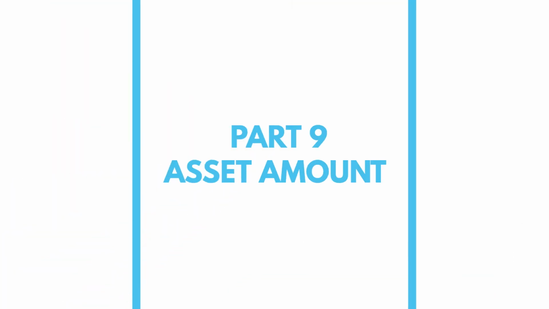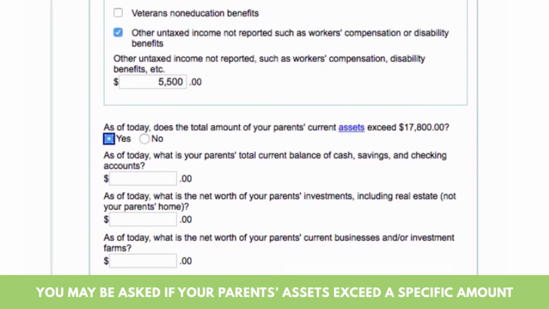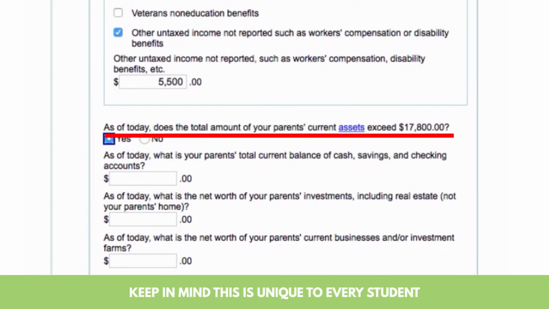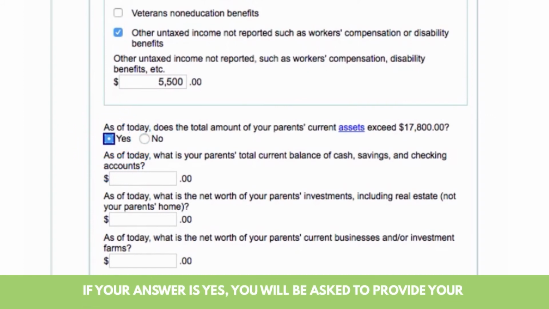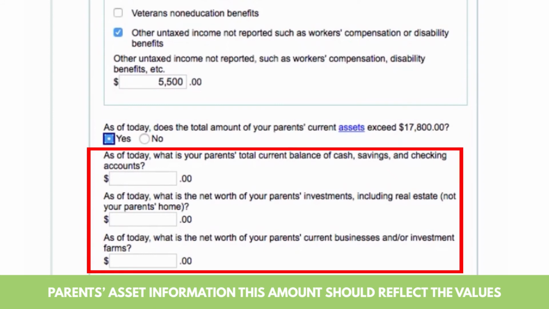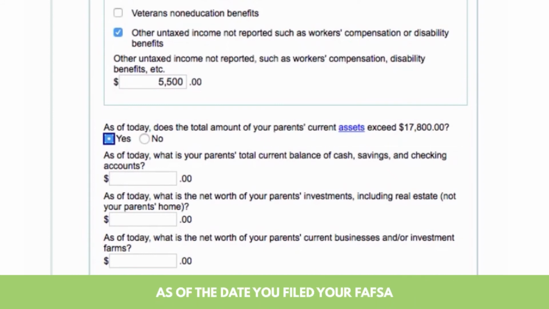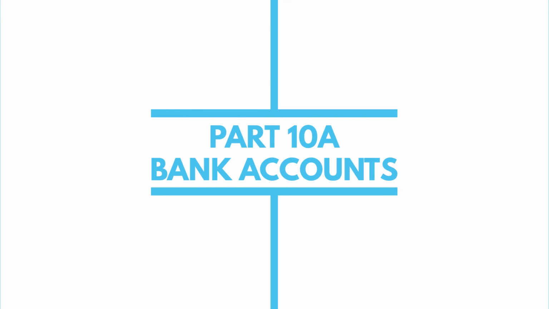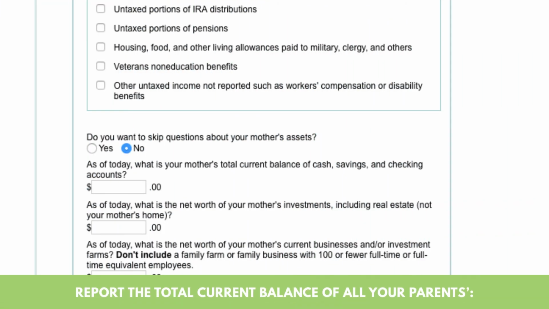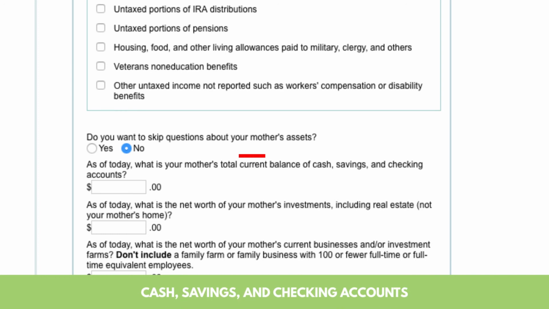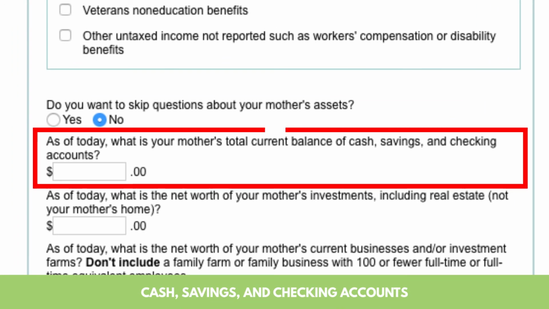Part 9. Asset amount. You may be asked if your parents' assets exceed a specific amount. Keep in mind, this is unique to every student, depending on previously entered financial information. If your answer is yes, you will be asked to provide your parents' asset information. This amount should reflect the values as of the date you filed your FAFSA. Part 10A. Bank accounts. Report the total current balance of all your parents' cash, savings, and checking accounts.